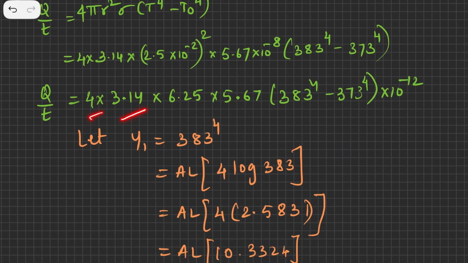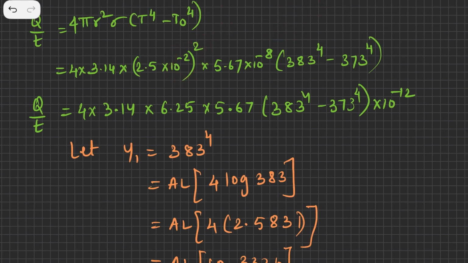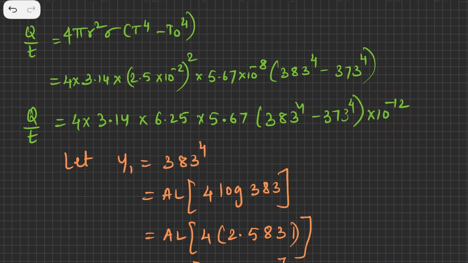So 4, 3.14, and 2.5 squared is 6.25. If you multiply 2.5 by 2.5, you will get 6.25. 5.67 as it is. I have just halted this part. 383 raised to 4, 373 raised to 4. Now I have taken all the powers of 10 on one side. So if you see, this is 10 raised to minus 4, this is minus 8, so this comes out to be minus 12. So that's 10 raised to minus 12 on this side.